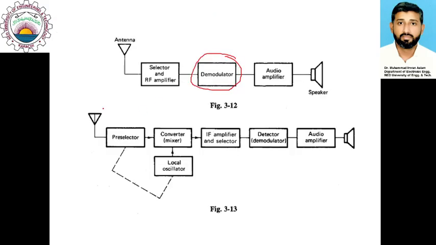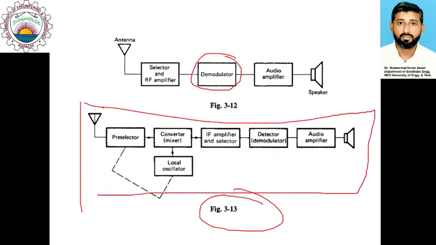So this is the illustration of the super heterodyne receiver. This figure is representative of super heterodyning. You have an antenna which can collect a variety of different signals. There is a pre-selector, or a filter, which is controlled by a local oscillator, and a converter or mixer, in other words a modulator. A modulator is also a type of mixer because it mixes the frequency.